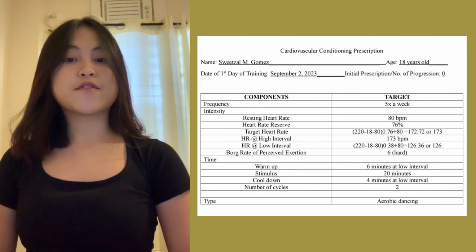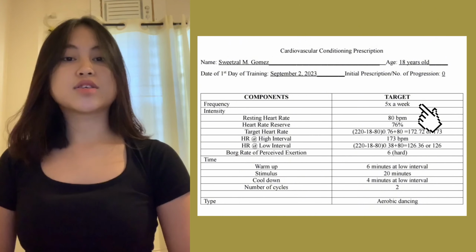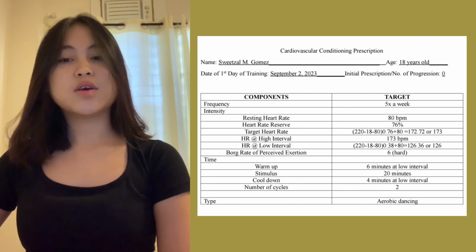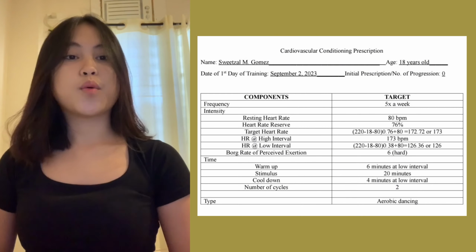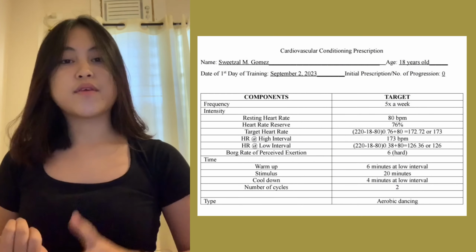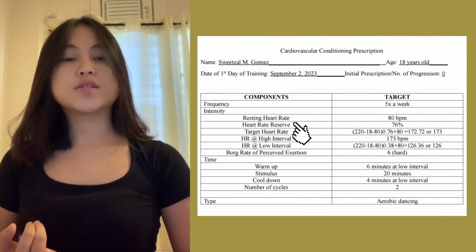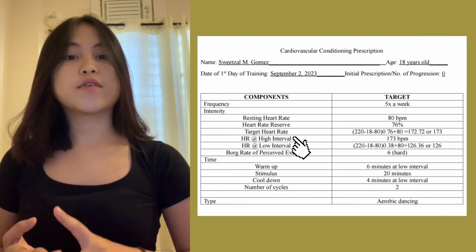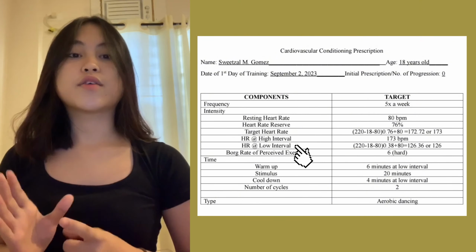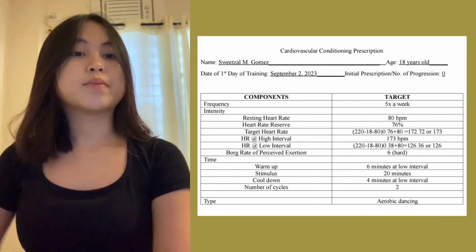First, in the frequency, since I did the exercise 5 times a week, that also reflects in the form. Next is the intensity, which I was able to determine when measuring all these 6: the resting heart rate, heart rate reserve, target heart rate, the heart rate at high interval, the heart rate at low interval, and the Borg rate of perceived exertion. Let's explain them one by one.